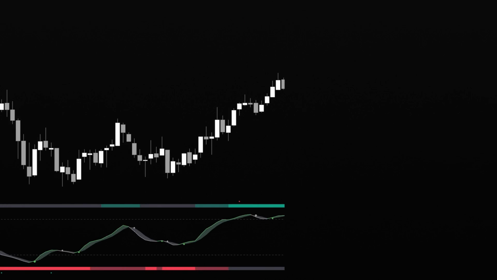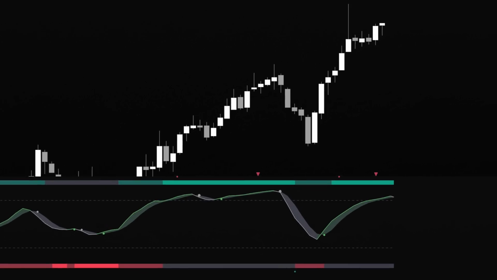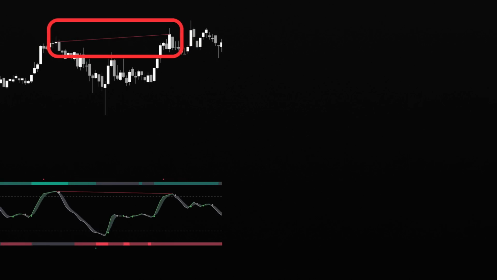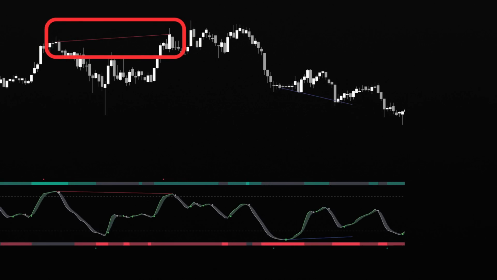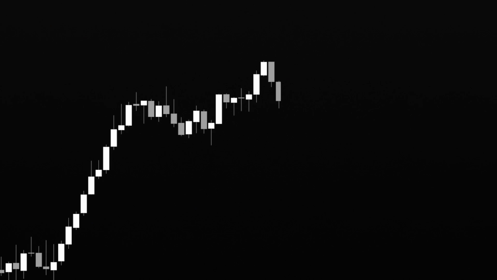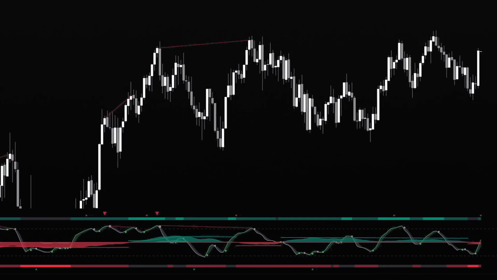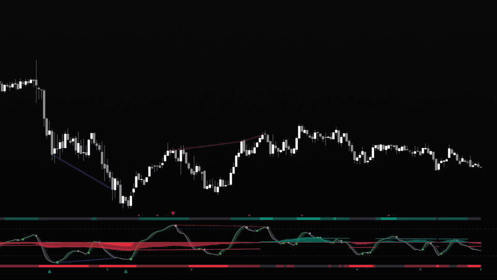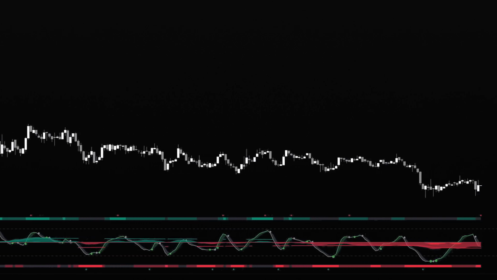Now that we've introduced the Hyperwave, you'll start to notice something subtle but critical within the Oscillator Matrix: divergences between price and the Hyperwave. The Oscillator Matrix includes real-time divergence detection between Hyperwave signals and price action. But here's what sets it apart. Most divergence indicators calculate after the fact, often several bars too late, by which time the move is already halfway done. Ours doesn't wait. These divergences appear in real time. No delays, no lag, just pure, actionable insight exactly when you need it.